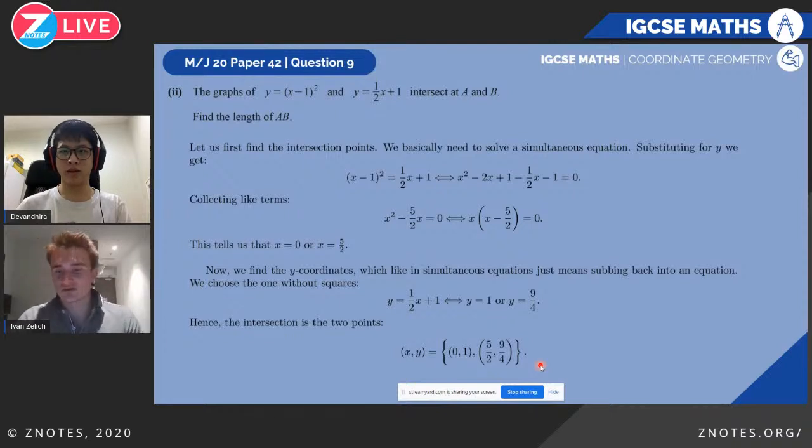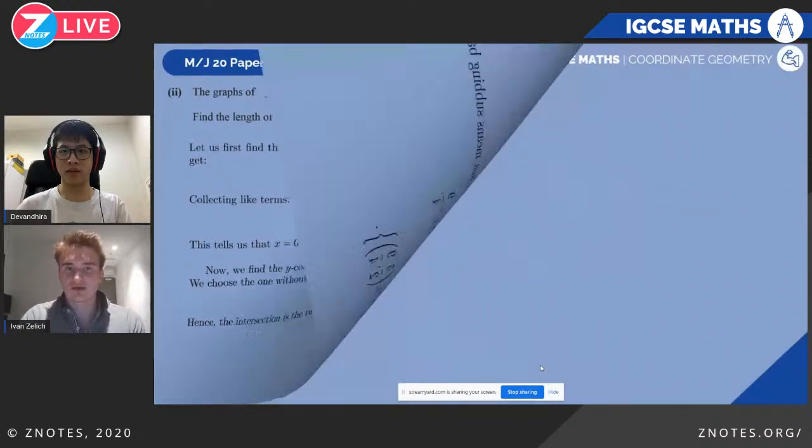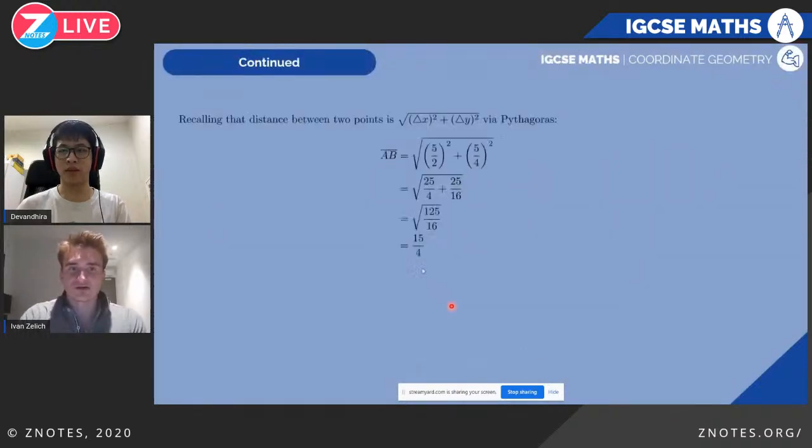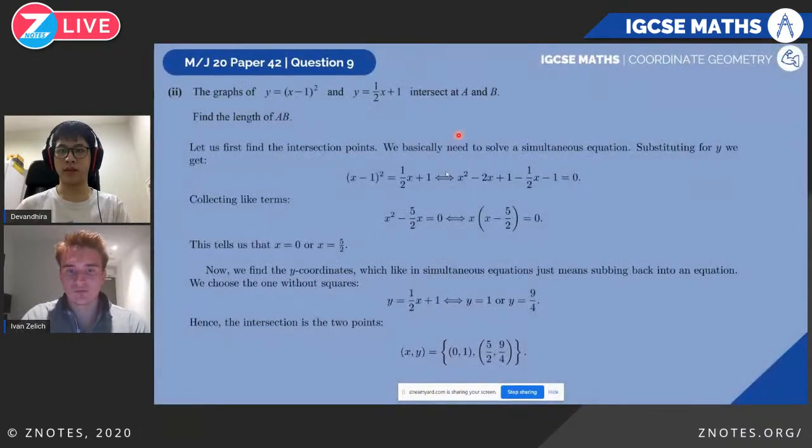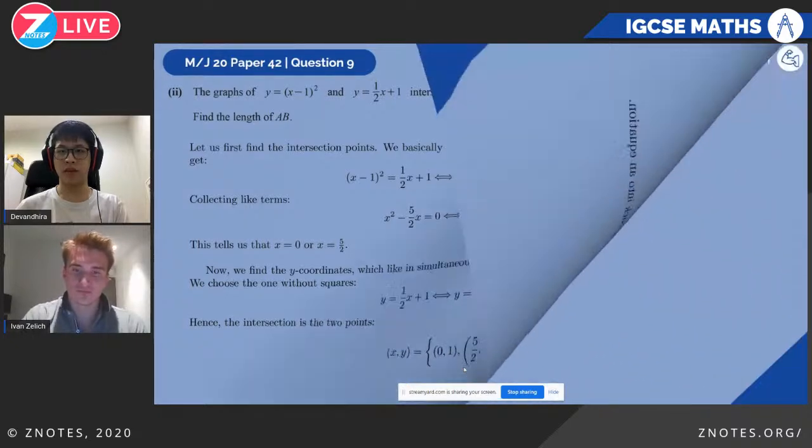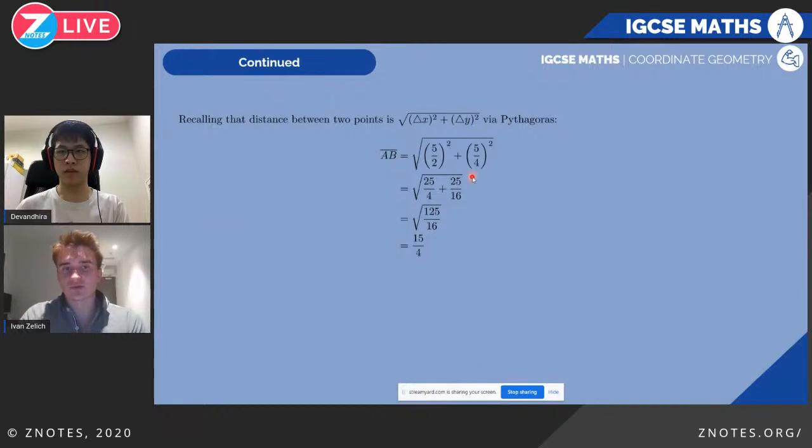And this is Pythagoras' theorem. Recall that the distance between two points is the change in x squared plus the change in y squared, under the square root. We have to find the change in x here, which is 5 on 2 minus 0, which is 5 on 2, and 9 on 4 minus 1, which is 5 on 4. We square them, add them together, take the square root, and we get the square root of 125 on 16, which is 15 on 4.